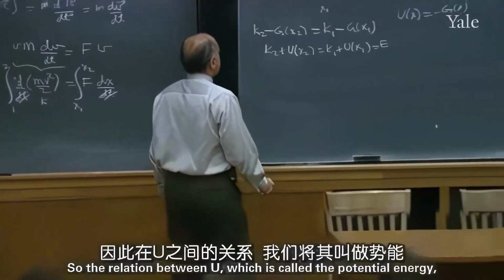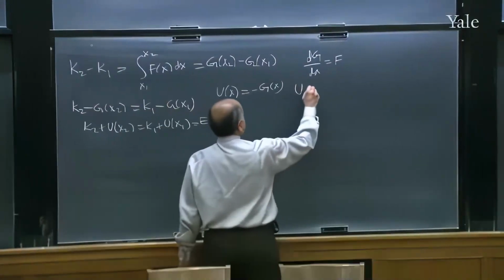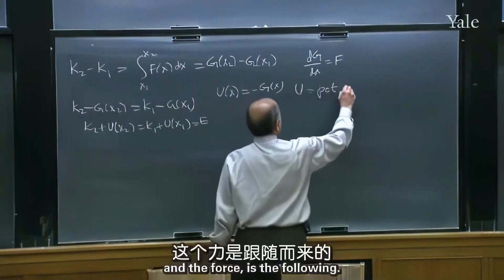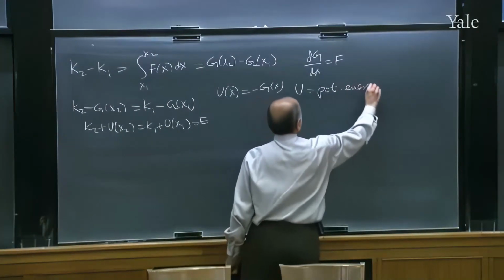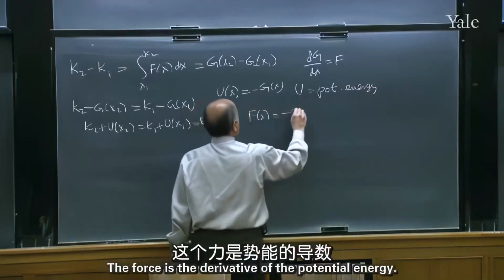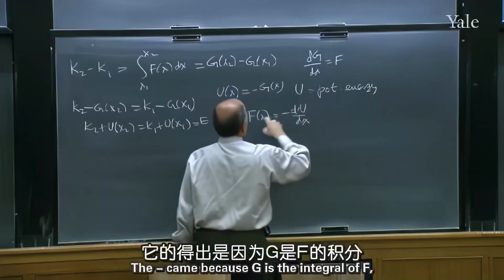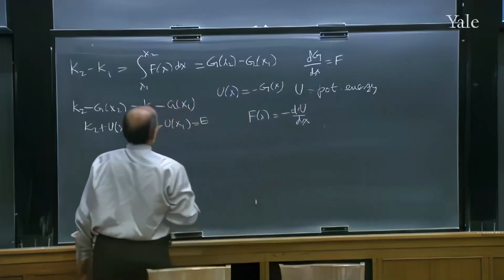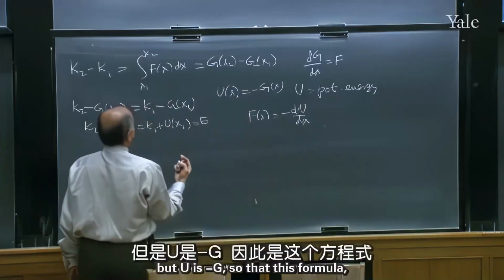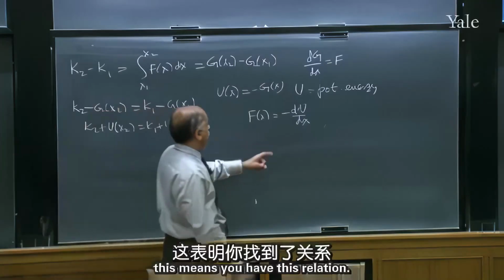So the relation between u, which is called the potential energy, and the force is the following. The force is minus the derivative of the potential energy. The minus came because g is not the integral of f. I mean, g is the integral of f, but u is minus g, so that this formula looked good. That means you have this relation.